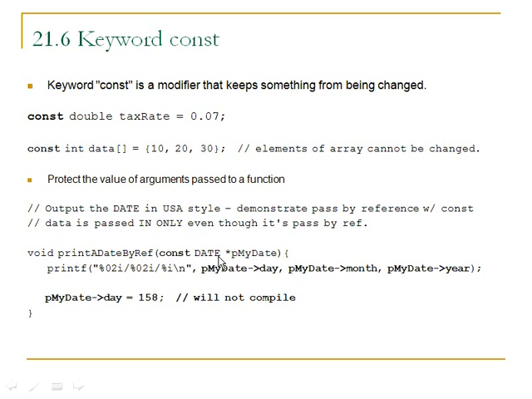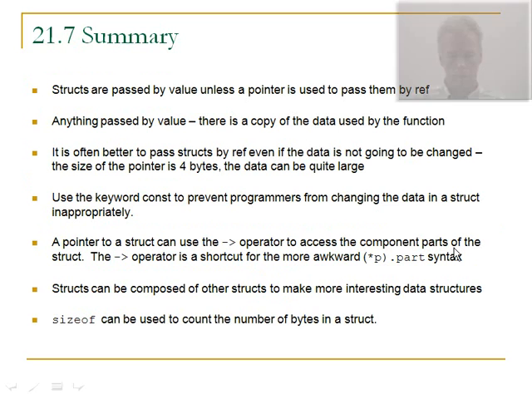So the parameter is going to be modified by the keyword const, and that will prevent someone from changing the struct that we've passed into the function by reference. So this function, whose job is to print out a date, has no business changing the day component to 158. And to prevent that from happening, we use the const keyword.